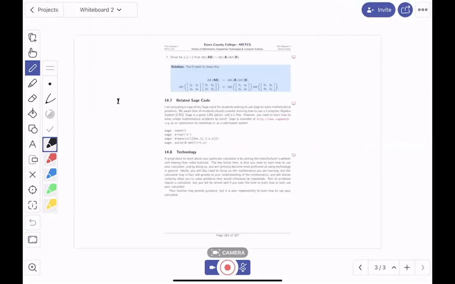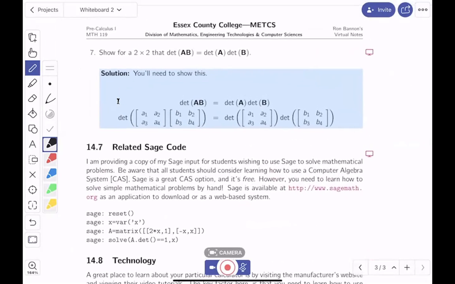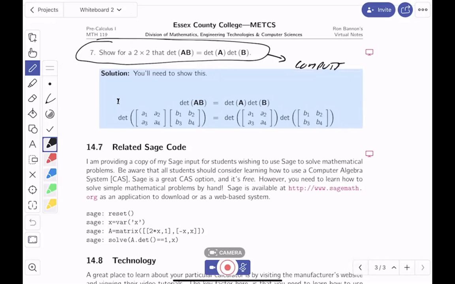And the next one is a determinant for a 2 by 2. Let's make sure you understand what that says. And show that the 2 by 2 determinant of A times B, determinant, not so bad. We can do it. You know what? I'm going to leave this one as a computer exercise, and see if you can do that.